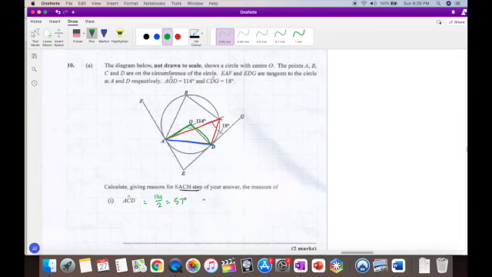And always put the angle at the center is twice the angle at the circumference, subtended by the same chord.